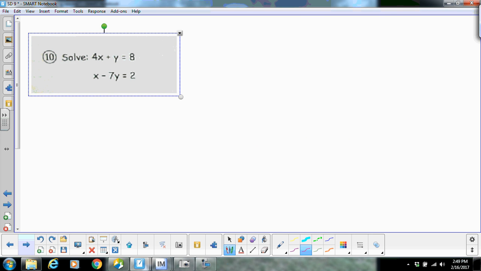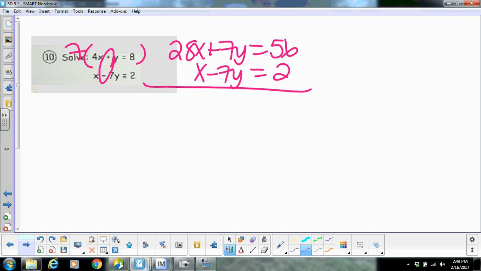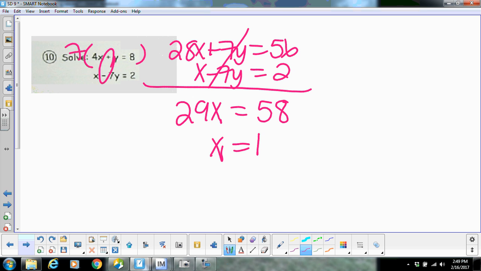All right, I'm going to give you a little pointer on number 10. I'm not going to solve. Right here, I already have opposite signs. So I'm just going to multiply the top by 7. Now my y's cancel out. You can solve from here to get your x and then plug in to get your y. So when you end up, you should have an ordered pair.